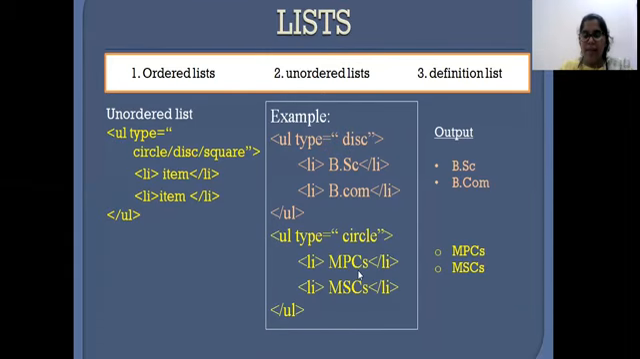And in the case of the second example, I mentioned the type as circle. So automatically each and every list item will be getting a circle symbol just before them. If we are not mentioning any type, automatically by default it will take disc as its default type.